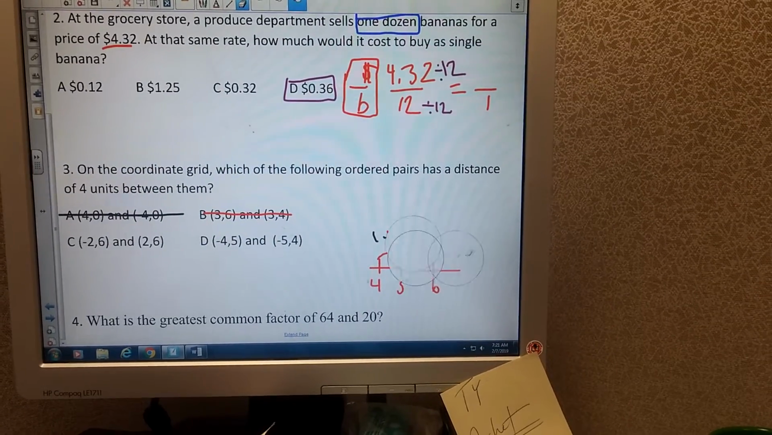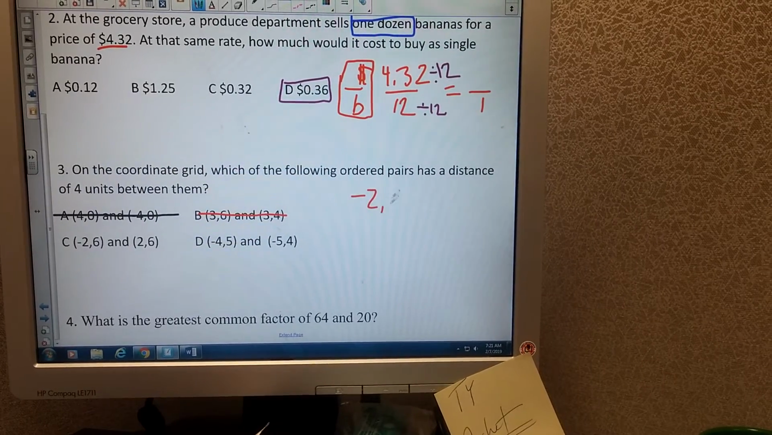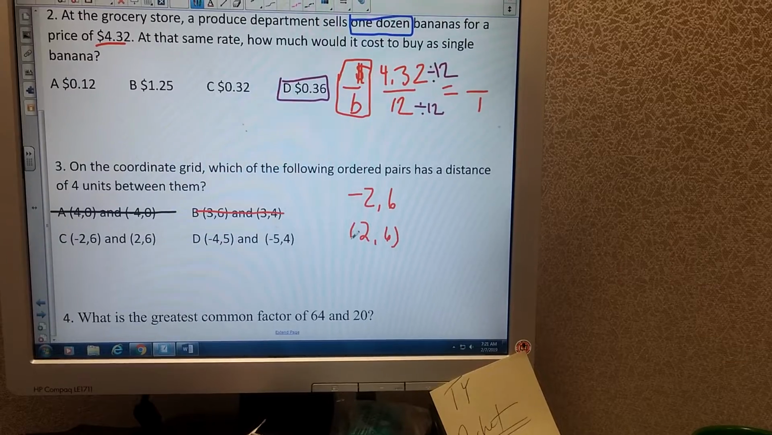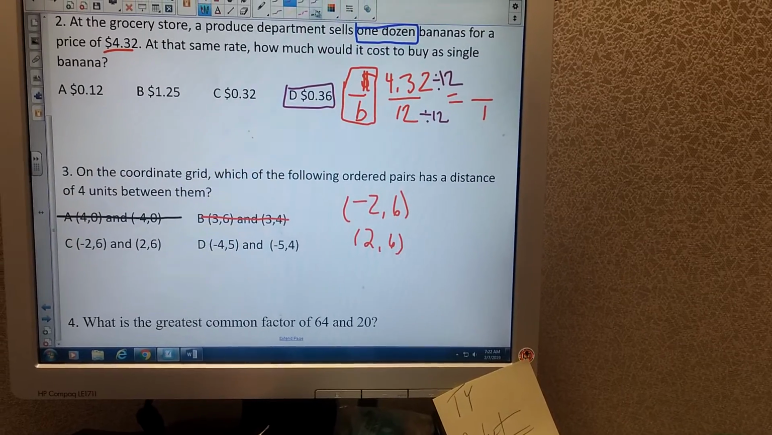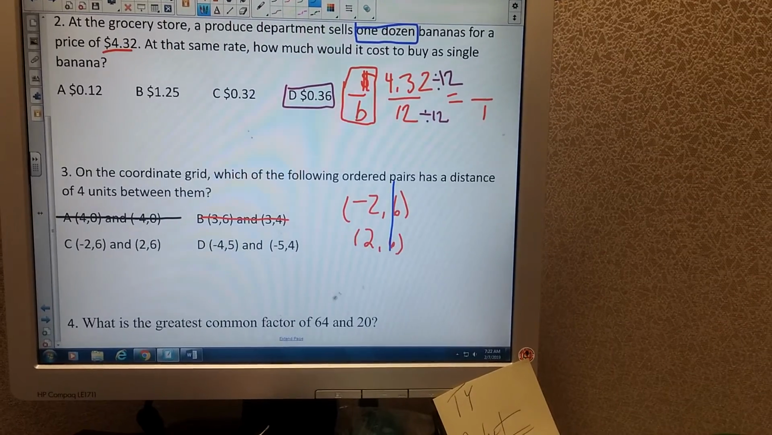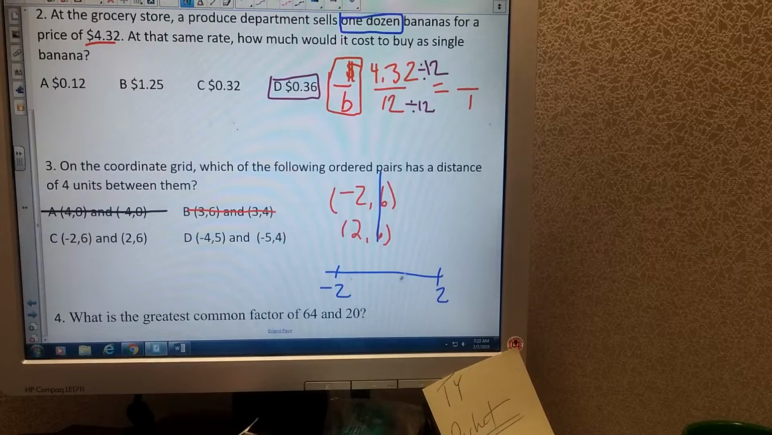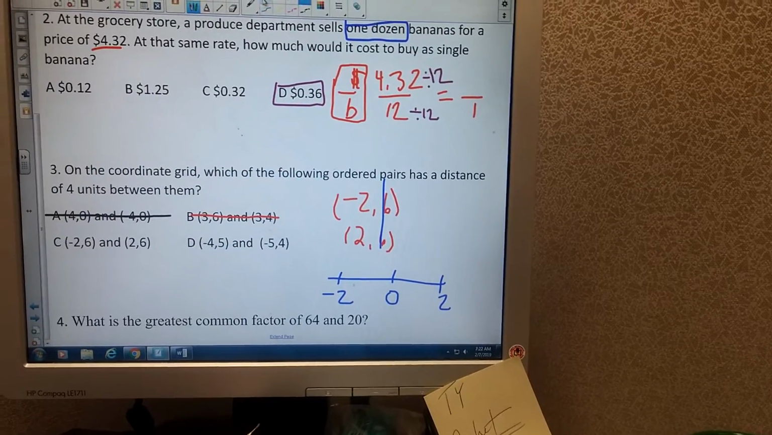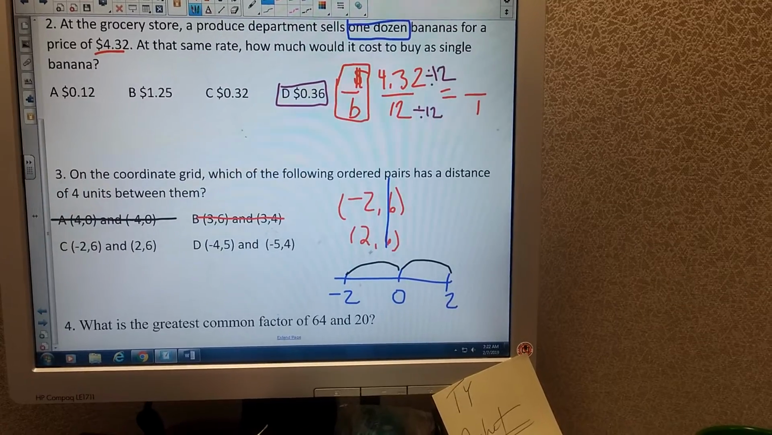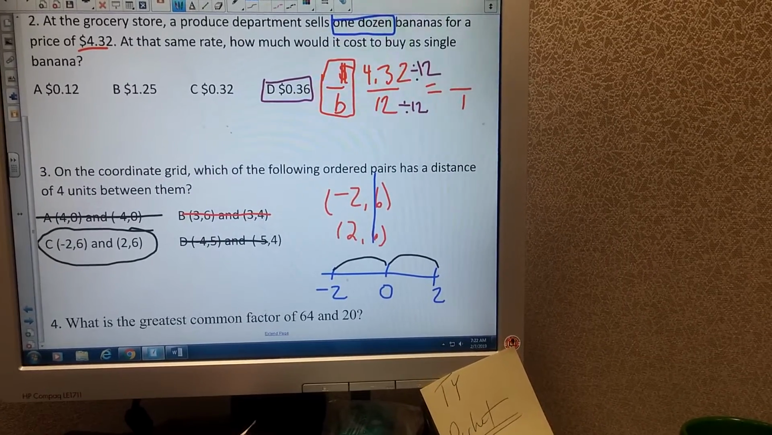We move to answer choice C, which says (-2, 6) and (2, 6). Well, the 6s are both the same. That won't help us. From -2 to +2, here's -2. Here's +2. There's some numbers in between. But I know from -2 to 0 is 2 units. From 0 to 2 is another 2 units. That is a total of 4 units apart. That has to be answer choice C.